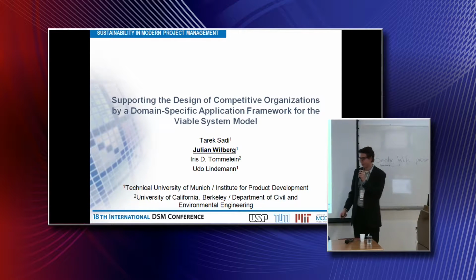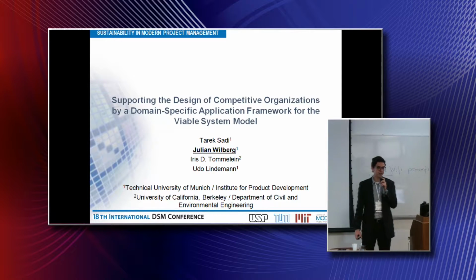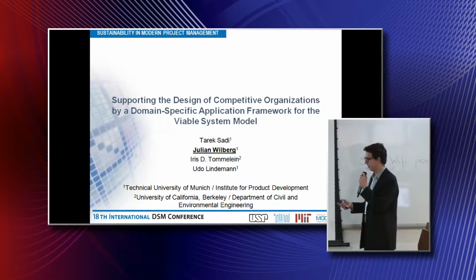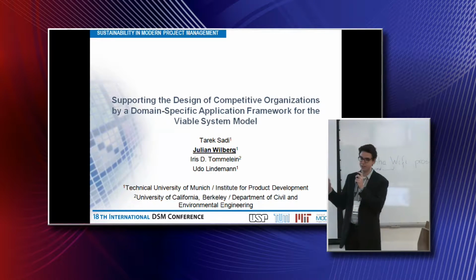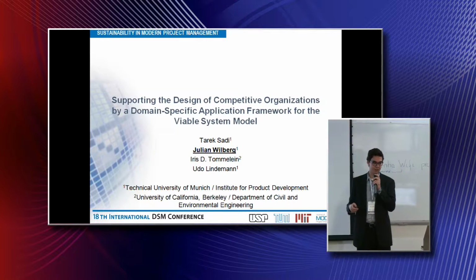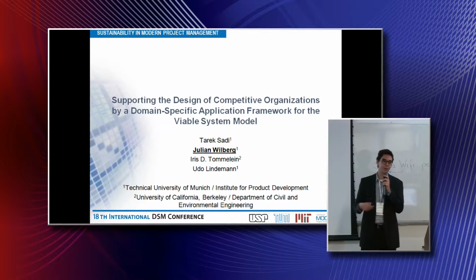So the paper I'm presenting here was the outcome of a research collaboration that we have had for many years with the University of California in Berkeley. The interesting aspect is that we're always looking into DSM applications. And Professor Tomerlein is from the construction industry, focusing on project management. So there are always some synergies between mechanical engineering and construction.